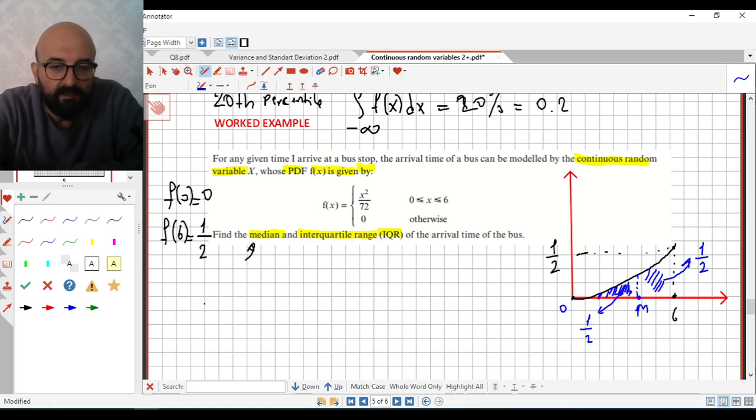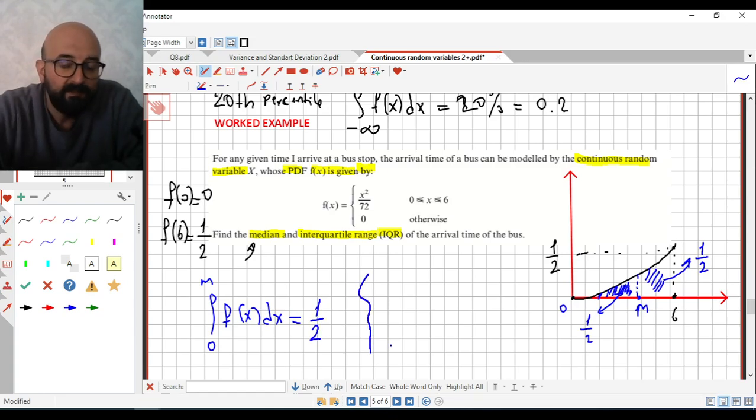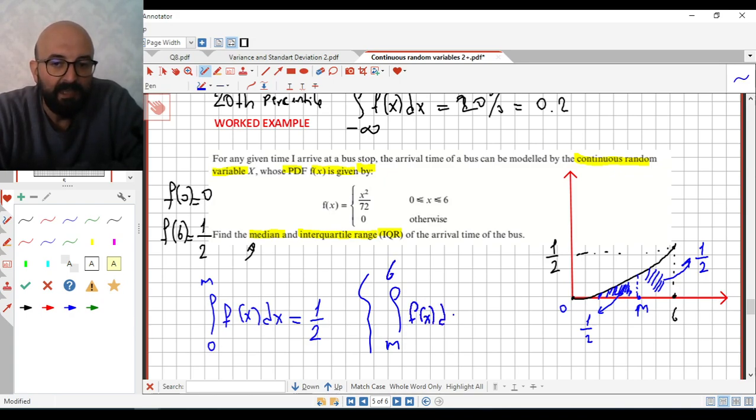So you can use the integral from 0 to m of f(x) dx, which should be 1 over 2. If you want to use the other way, you can use the integral from m to 6 of f(x) dx equals 1 over 2. It is not different. It is the same result for finding the m value.